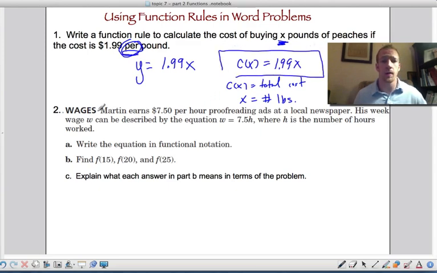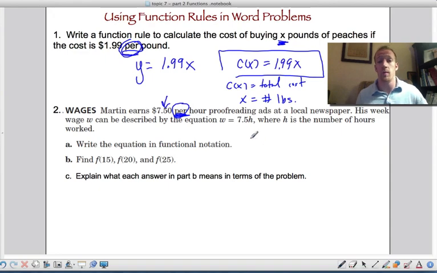So our second one here. Martin earns $7.50 per hour. All right, so that is going to be our multiplier for the x. He earns $7.50 per hour proofreading ads in a local newspaper. His weekly wage can be described as the equation W equals 7.5h, where h is the number of hours worked. Write the equation in function notation.